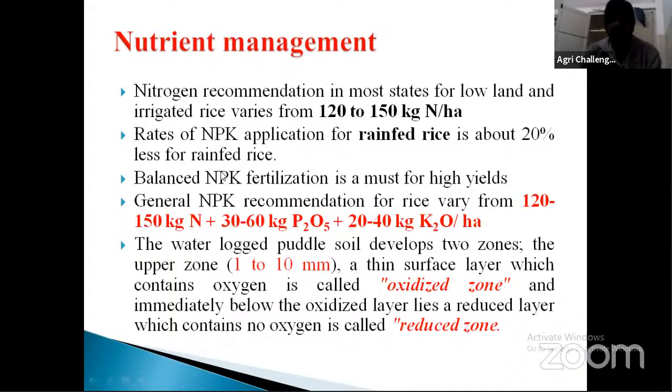And we farmers should not ignore the micronutrients also, like iron, zinc, boron. These three are also very important for the rice crop.